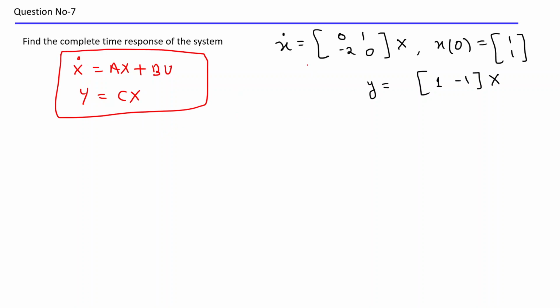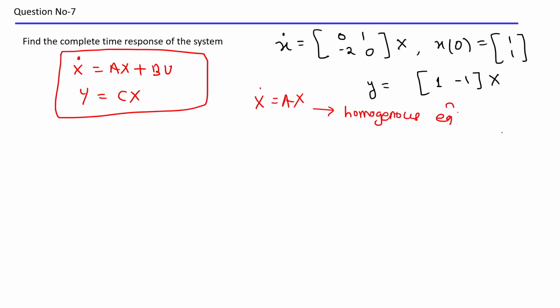But you see here X dot equals AX is given, meaning the B vector is not given, meaning input is not there. Sometimes input is not there, so U is not there. I told you in the first slide that if X dot equals AX is given, and B or U is not given, this is a homogeneous equation.